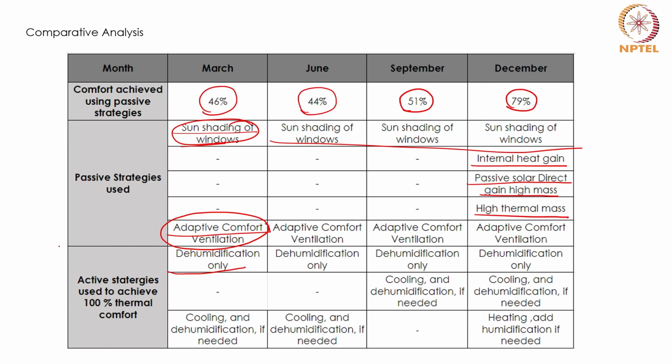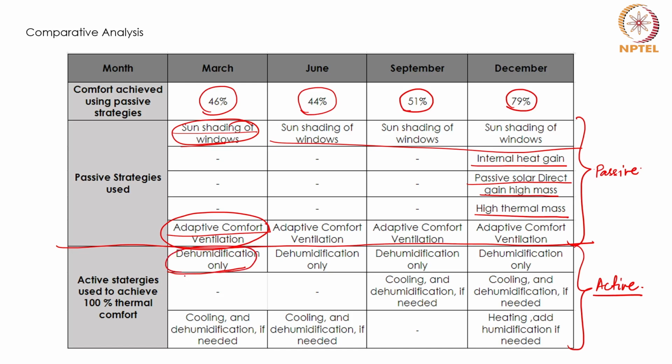Dehumidification is a strategy which is active in nature. So, till here is all passive strategy, and this is active strategy. So, what active strategy are we using?